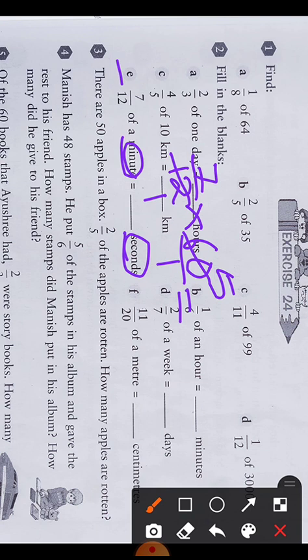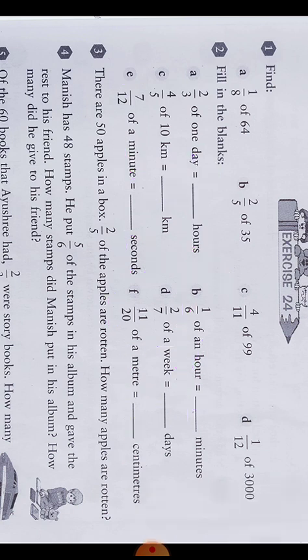Now you multiply 7 into 5. 7 by 1 into 5 by 1 will give you 7 5 ja 35. 35 what? Seconds. You got the answer? In this manner you try to do the other questions also. Let us see question number 3.